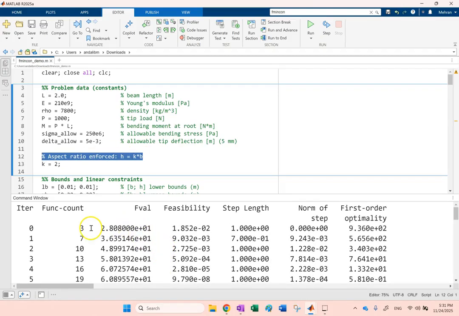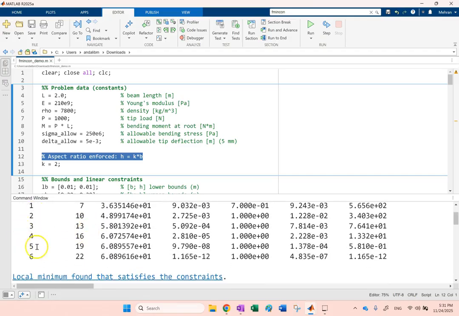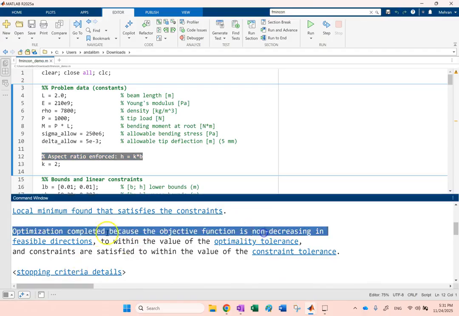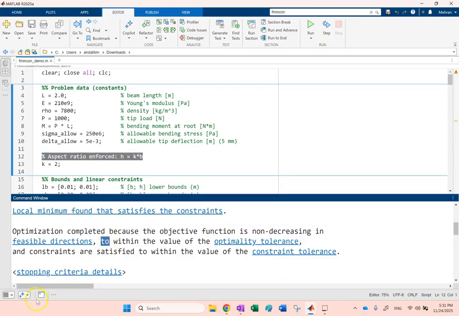So here you see that in about 6 iterations, 7 iterations, it reached the best it could. And it says that, hey, it's not decreasing anymore. So this is the best that I could get.